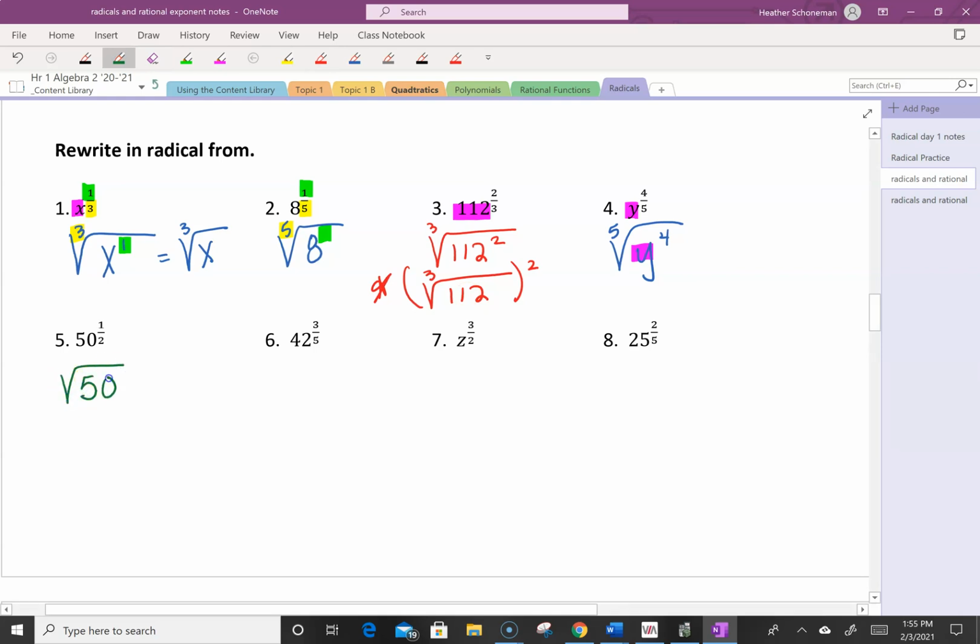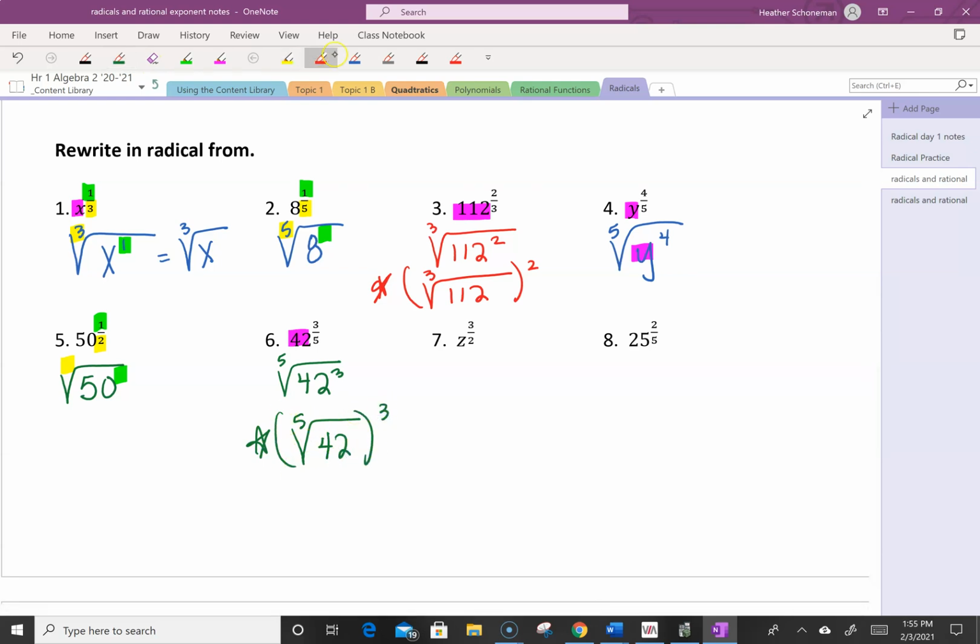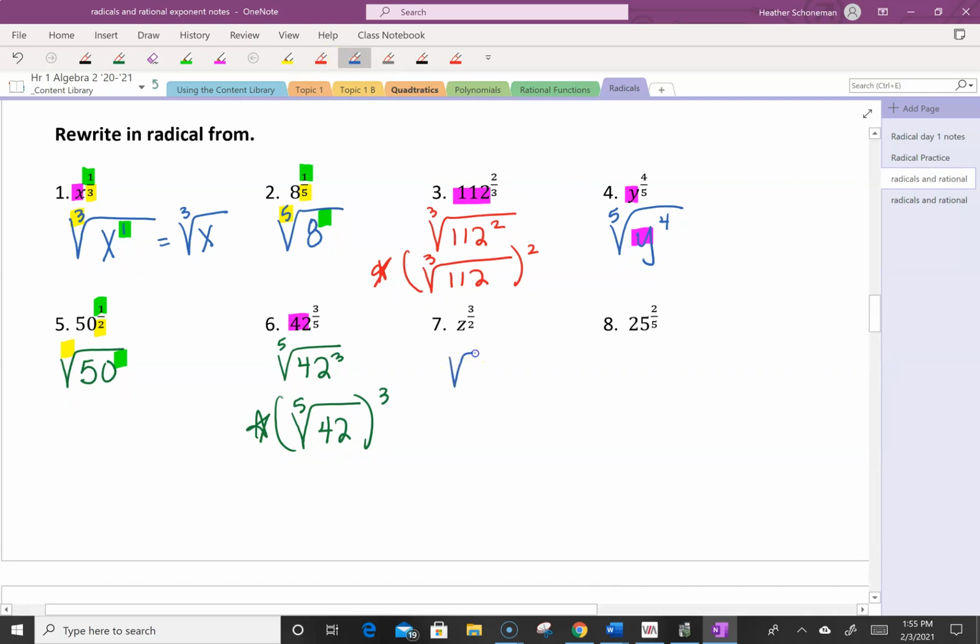So 50 is going to go underneath, and 2 is my root, but when the root is 2, I don't write it, and 1 is my exponent, and when the exponent is 1, I don't write it. So anything to the 1/2 power is the square root of the number. Okay, over here, 42 is going to go underneath, 5 is my root, 3 is my exponent, but my base, it's a number, and when the base is a number, it's more helpful for what we're doing later to write it this way.